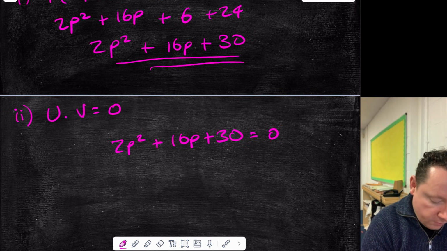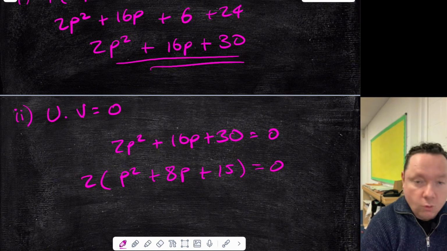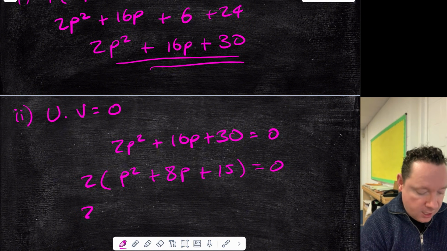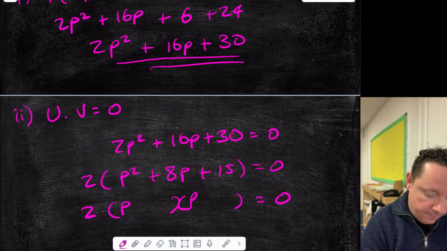Take 2 out as a common factor: p squared plus 8p plus 15. So that's a quadratic. From National 5 Maths, I'm looking for double brackets probably. Two numbers that times together to make 15, but add together to make 8. Well, that's 5 and 3. So it's plus 5 and plus 3.